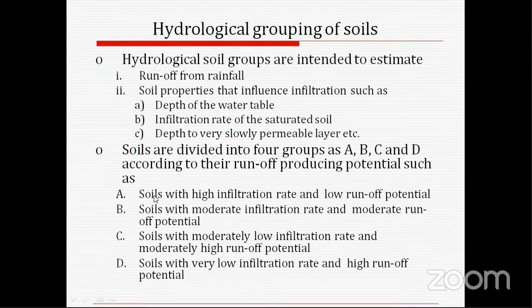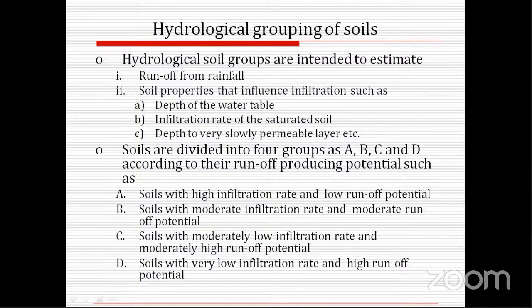So these are the conditions, this is the classification of hydrological grouping of soils. In A we can see high infiltration and low runoff potential. But in B you can see moderate infiltration rate and moderate runoff potential. Just remember it like that. And in C you can see moderately low infiltration and moderately high runoff. So low infiltration is there, high runoff is there. Whereas in D, soils with low infiltration rate and high runoff potential. So like this, you have to consider these three factors in hydrological grouping of soils.